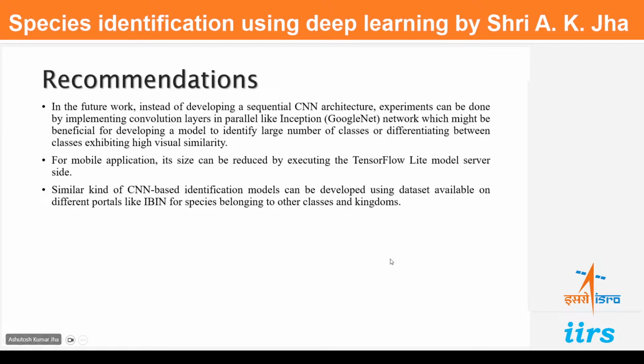So we have a few recommendations if some of you are interested in carrying this forward. We are currently working to increase the number of species, especially in the butterfly case, from 22 to 44 classes. We are experimenting with it, and we would also like to collaborate and work in those areas. If some of you are interested, that can be done.